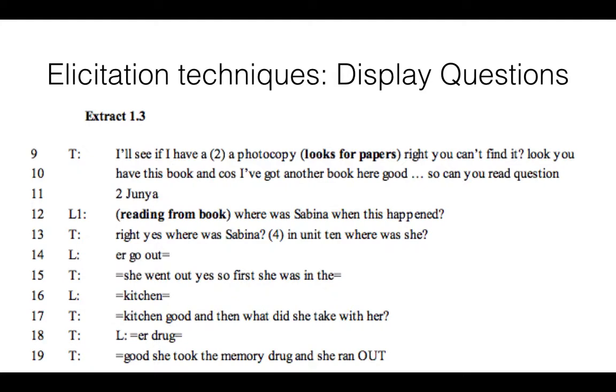Here is one example of these kinds of display questions. I hope it's okay. So you have a look at it.